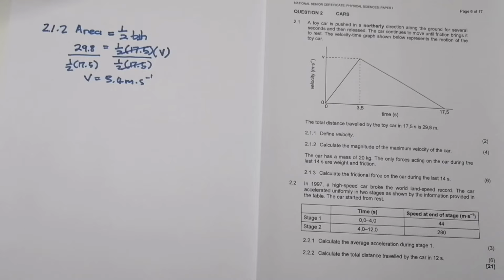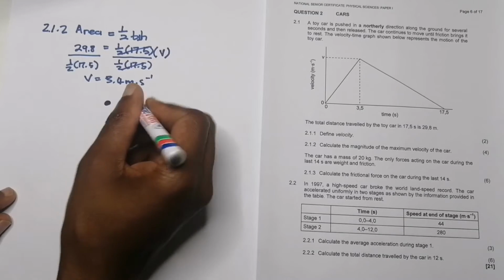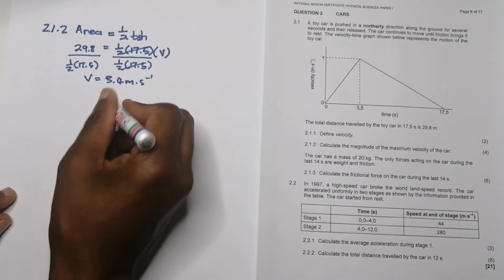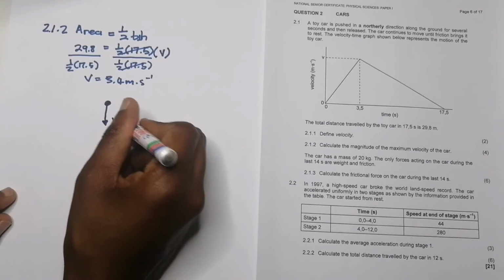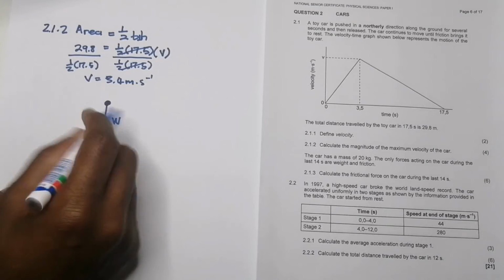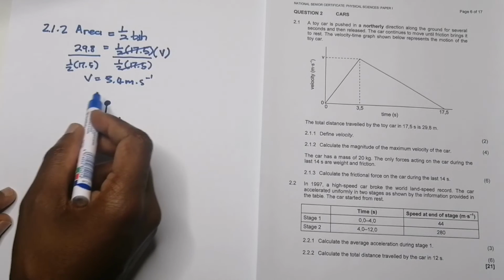They say the car has a mass of 20 kilograms. The only forces acting on the car during the last 14 seconds are the weight and the friction. So they are telling us which forces are acting. The forces acting on the car are the weight of the car, so there's our weight there, but it's also friction. Now remember, we're heading in the northerly direction.